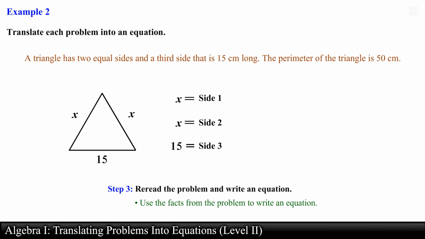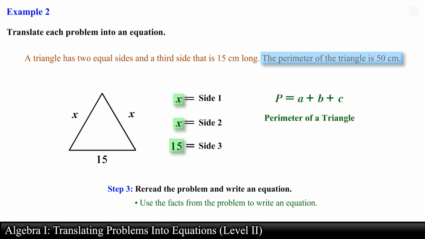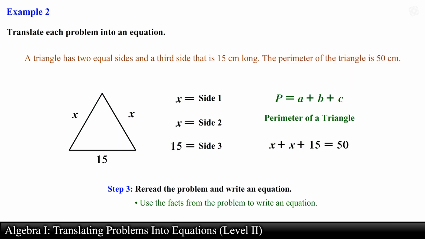We first need to figure out how to relate all of these expressions with one another. Notice that we are told that the perimeter is equal to 50 centimeters. We can relate all the expressions by using the formula for the perimeter of a triangle. We essentially need to add all the sides of the triangle, so our equation will be x plus x plus 15 equals 50. And this is our final answer.